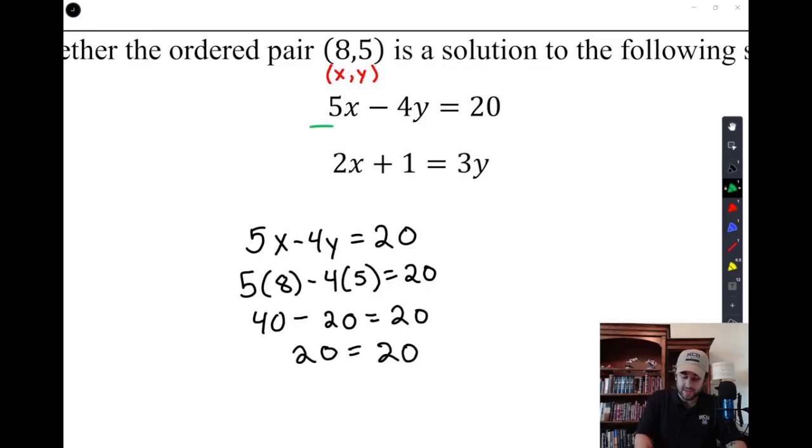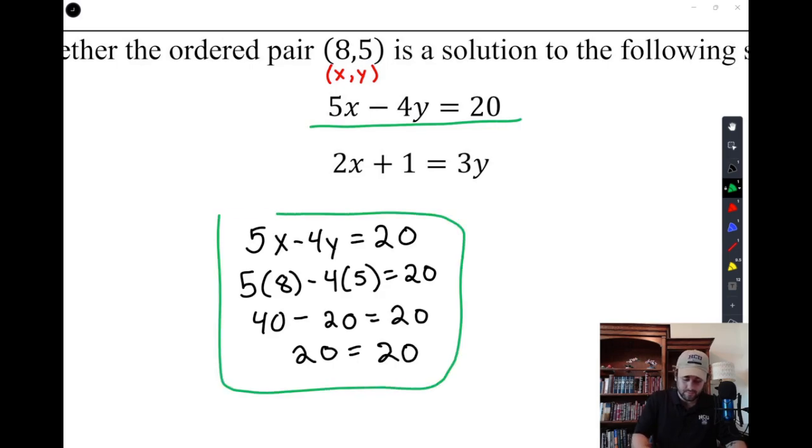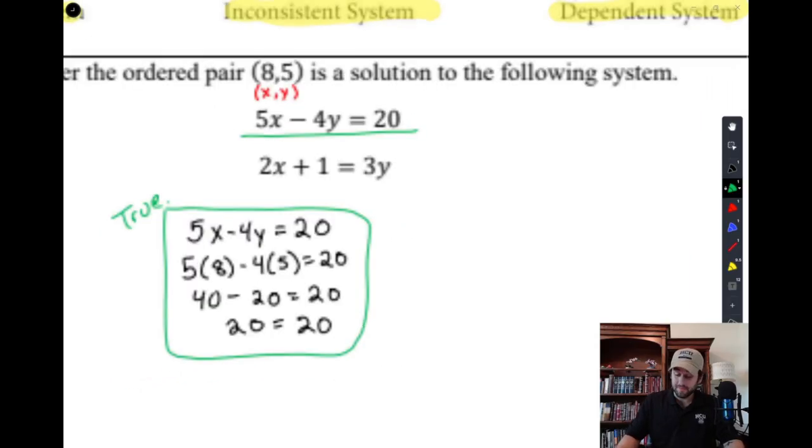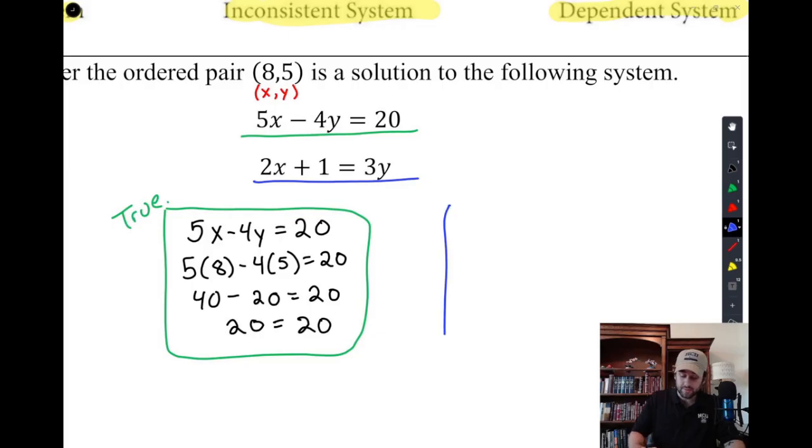And so that first statement is true. But it's not enough for one statement to be true. They need to both be true. And so we're going to do a second statement and see if it's true.